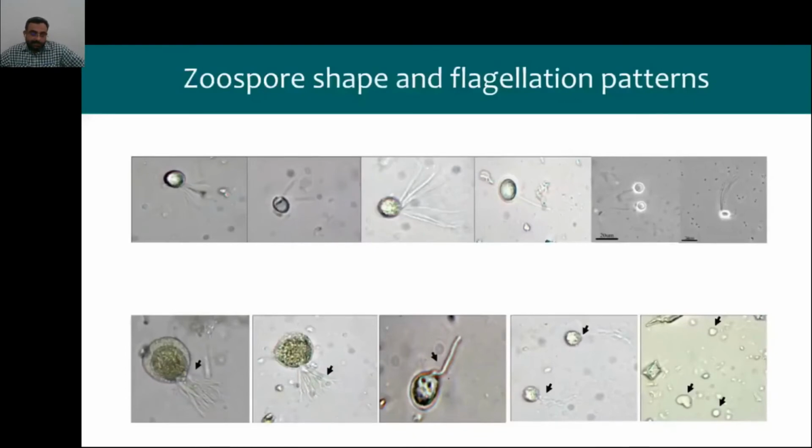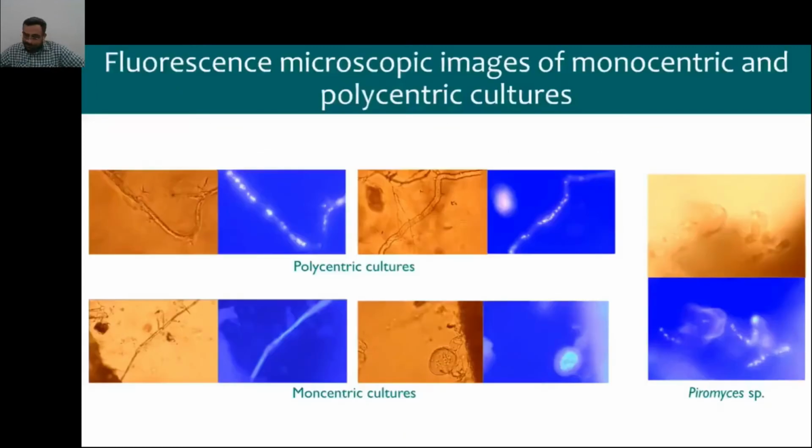For example, in these two cases, we can see a zoospore cyst which is germinating. This may give the identity as if it's a polyflagellate zoospore. While in some other cases, if all the flagella stick together, even if it's a polyflagellate zoospore, it may give the identity as if it's a uniflagellate zoospore, and similarly in these cases also.